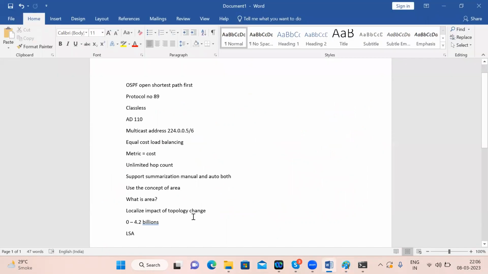I hope the area concept is clear. Now, OSPF packet types and LSA. What are the packet types in OSPF? How many different types of packets are there in OSPF? LSA, link state advertisement. Inside LSA there are different types, a total of 11 different types of LSAs. Okay, 6. Can you please tell me the names?